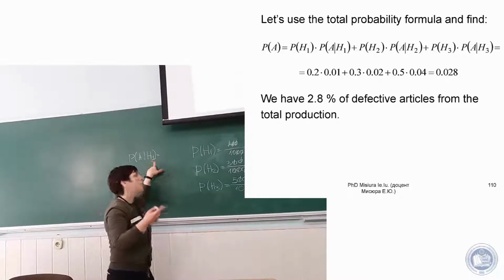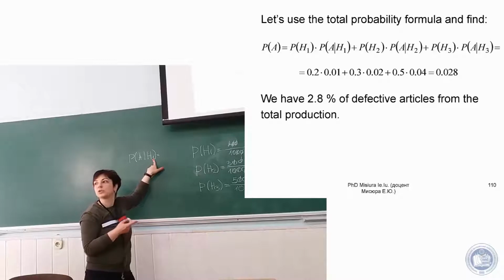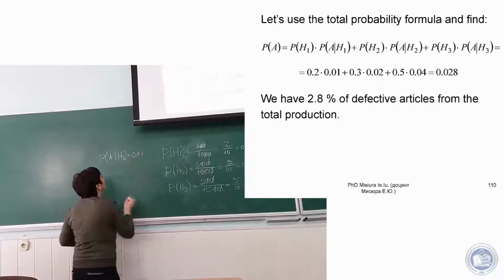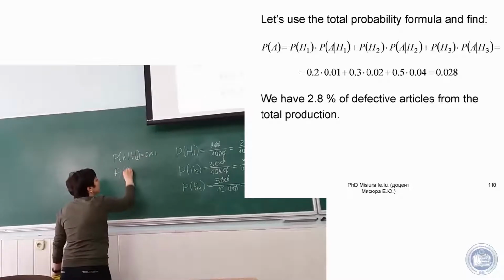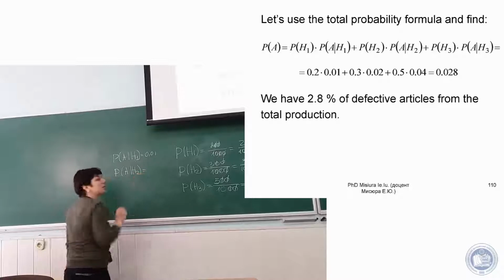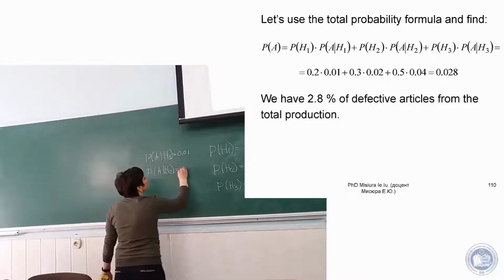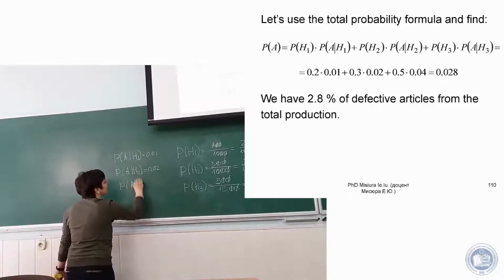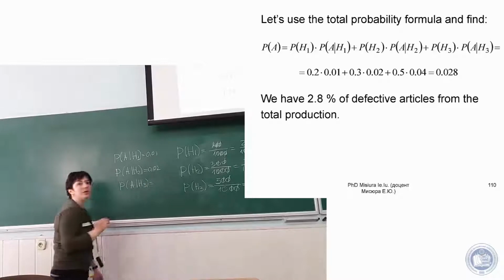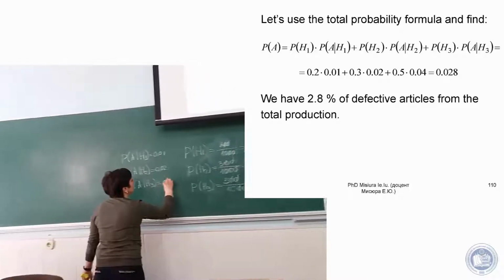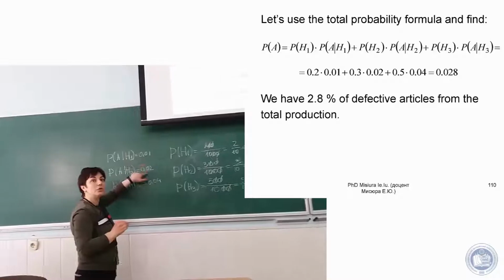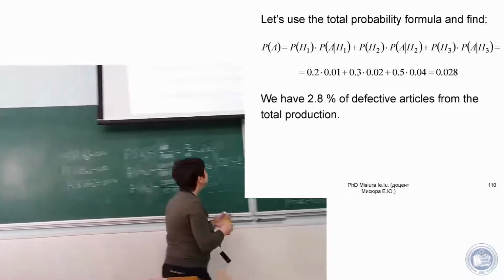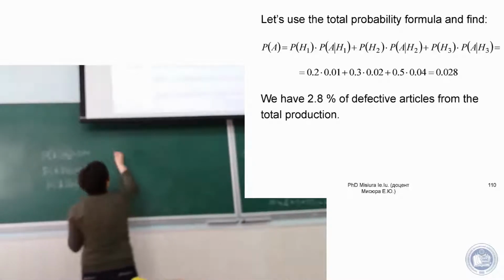Okay. What percent of defective articles for the first machine do you have? 1%, yes, or 0.01. Okay. If you take the second machine, what result do you have? 0.02 or 2%, okay. And P of A under condition H3 equals 0.04. Okay, we have 1%, 2%, and 4%. Agree? Okay. Let's continue. Let's substitute.